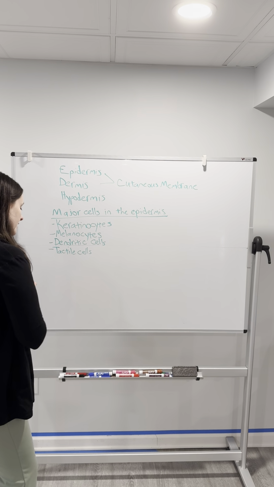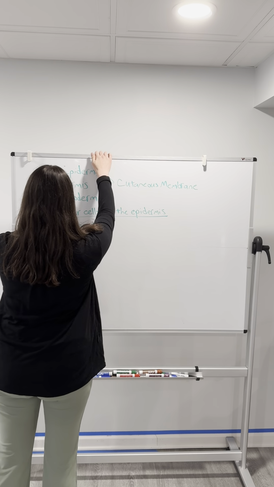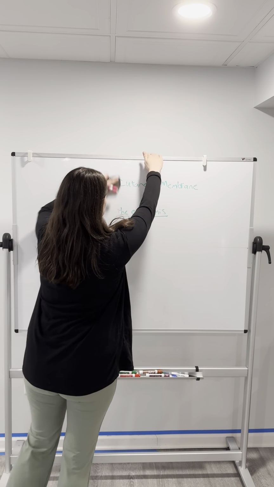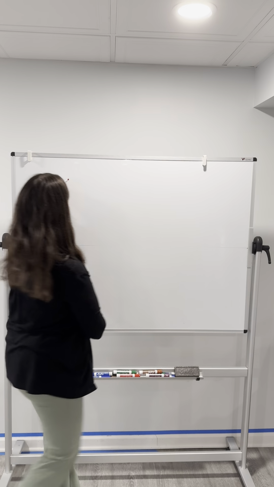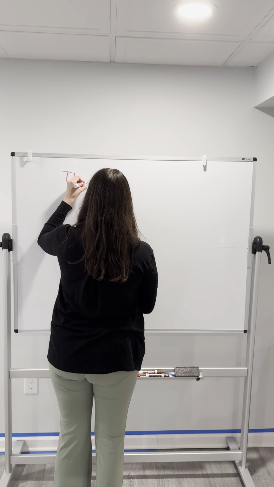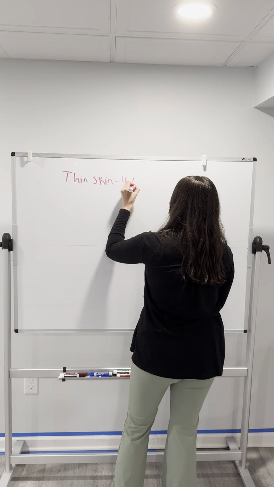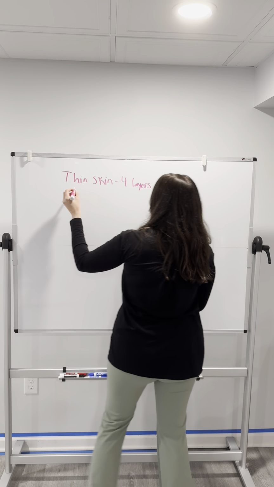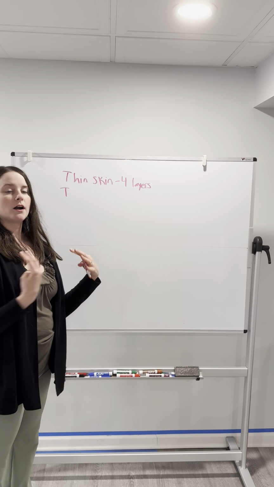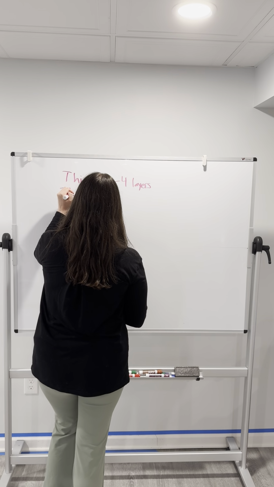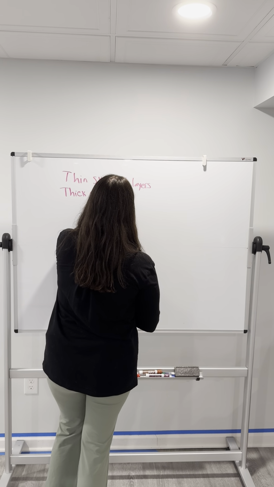Okay, we have two types of skin. I'm going to erase this here. We have thin skin and thick skin. Okay. So most of our skin is thin skin. Okay, so thin skin. And has 4 layers. But thin skin is also hairy skin. So we have hair on all of our thin skin. But thick skin is hairless skin. Okay, hair doesn't grow in our thick skin. And it has an extra layer.